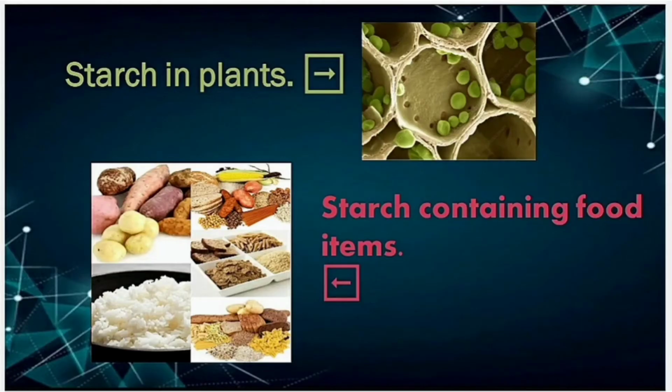So now here we can see the structure of starch in plants and the food items that contain starch in it. Starchy food items are a good source of energy and the main source of a range of nutrients in our diet. As well as starch, they also contain fibers, calcium, iron, and vitamin B.